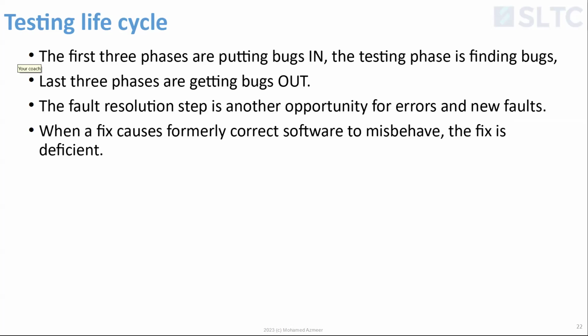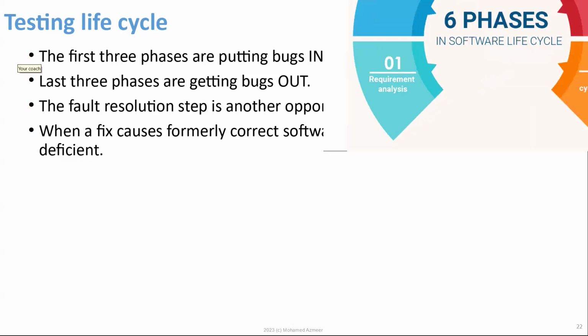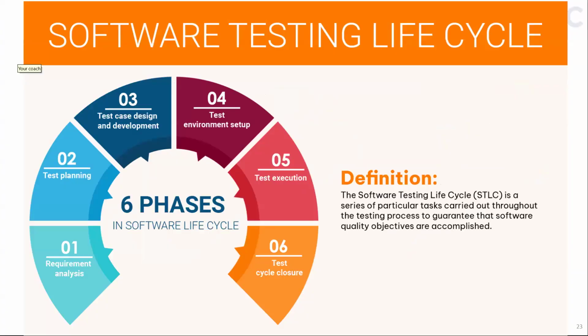Now, there is a last point which we didn't bring under the terminology. Deficient. What does that mean? Deficient means the software was working perfectly, and then it went through a bug fixing. After the bug is fixed, a new bug is introduced. So that is called deficient.